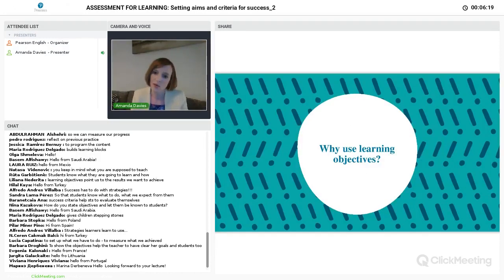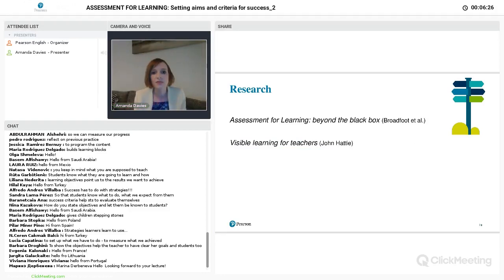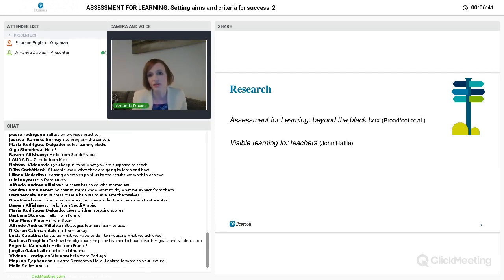And now we're going to look a little bit more at our first question, which is why use learning objectives. There's plenty of research that you can read. It's available online. That proves or summarizes the effectiveness of using learning objectives, success criteria, assessment for learning in general. And I'm not going to summarize that research for you today. It's available. Those are two publications that I've really found useful. What I am going to do instead is share some of my experiences from the classroom.